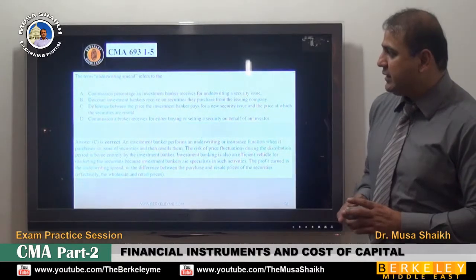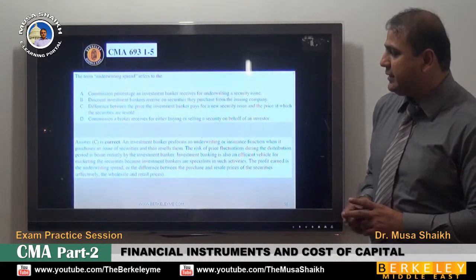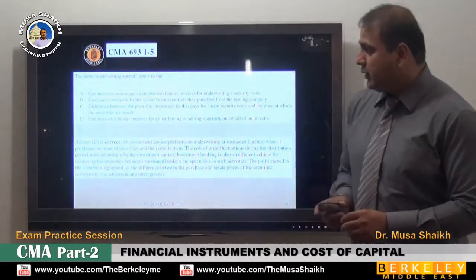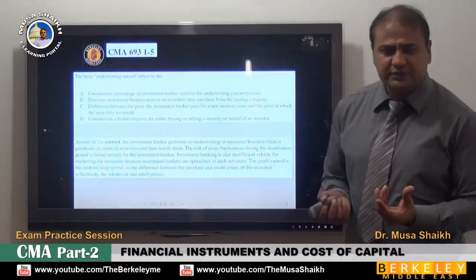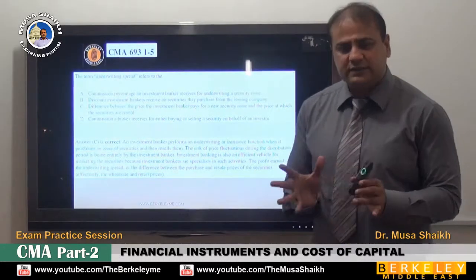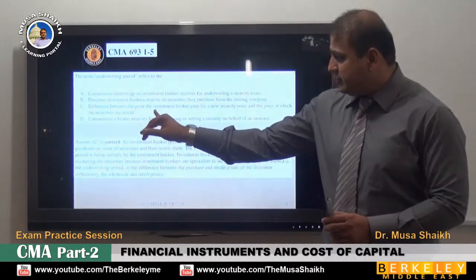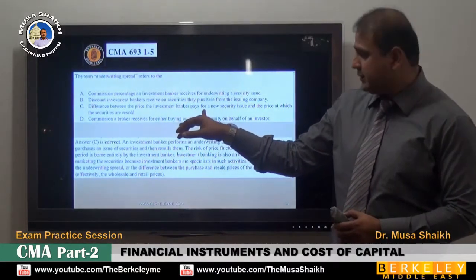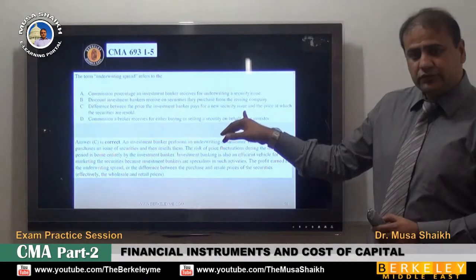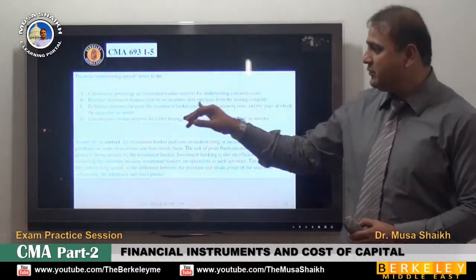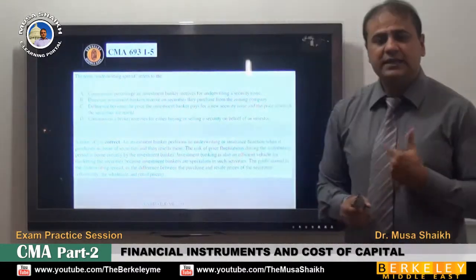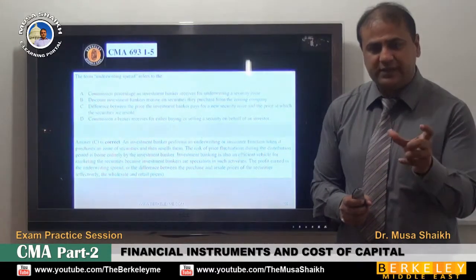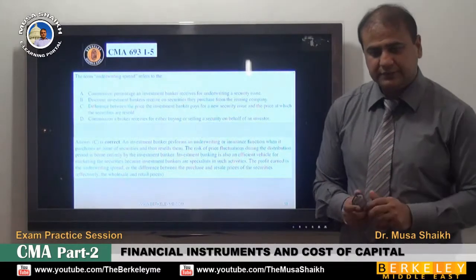He asks, what does the term underwriting spread refer to? This is now a definition. Spread is the difference between the price the investment banker pays for a new security issue and the price at which the securities are resold. So this is the difference, this is the spread money.